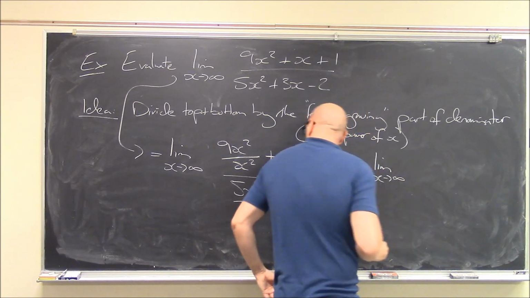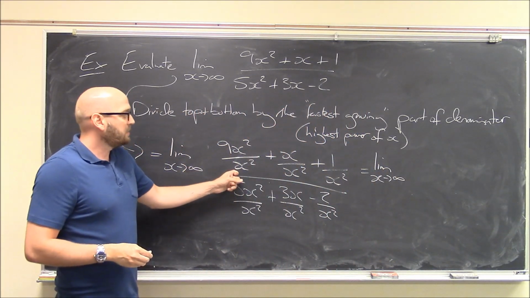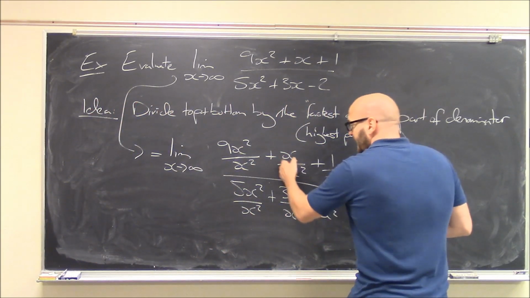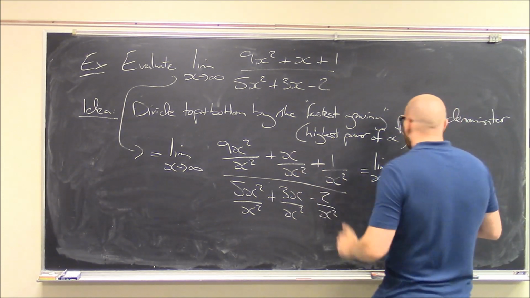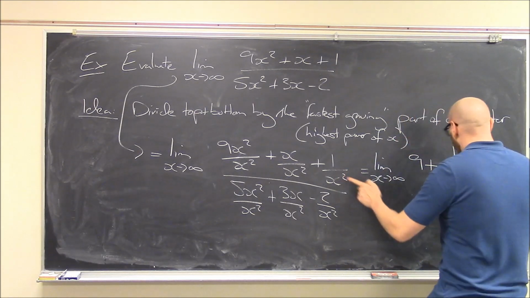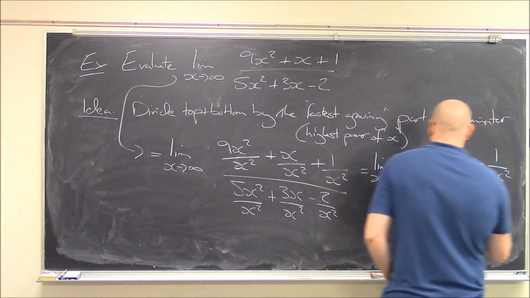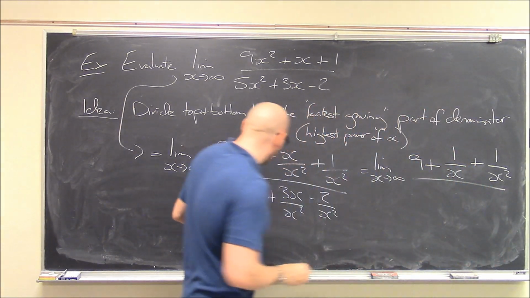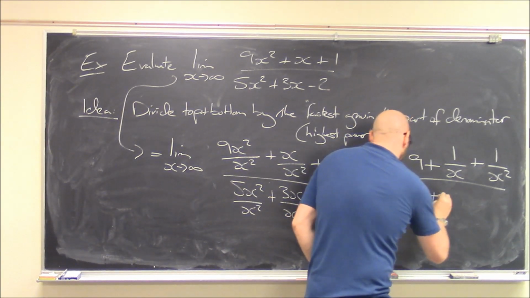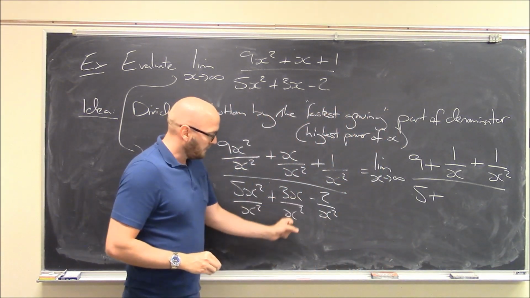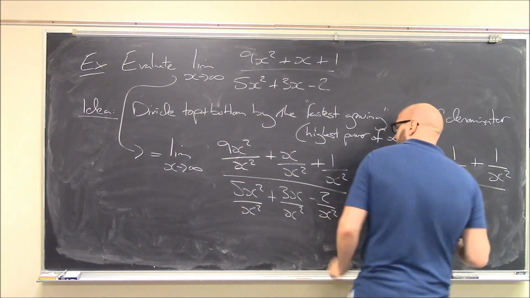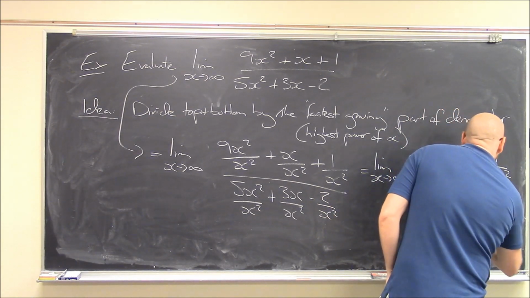Why did I do that? Well, let's simplify this. 9x squared over x squared, that's just 9. X over x squared, cancel one of these x's out on the top and the bottom, and that's 1 over x. And over here, I can't really simplify, this is just 1 over x squared. Divided by, on the bottom, what do I have? 5x squared over x squared, that's just 5. 3x over x squared, cancel out an x on the top and the bottom, and I'm left with 3 over x. And then I've got minus 2 over x squared.